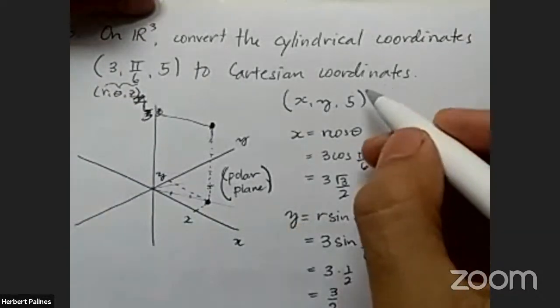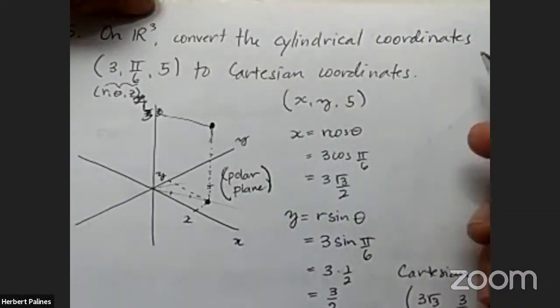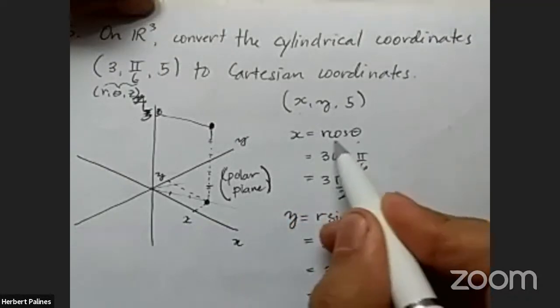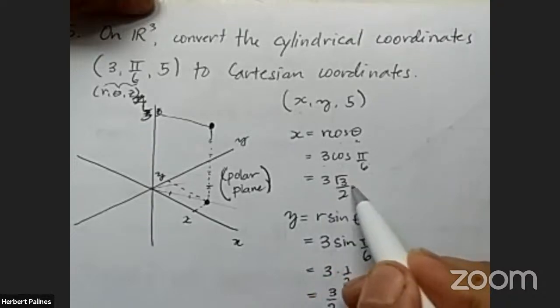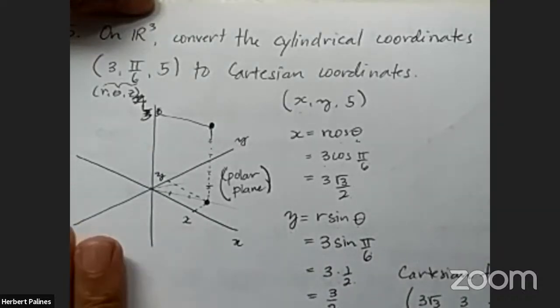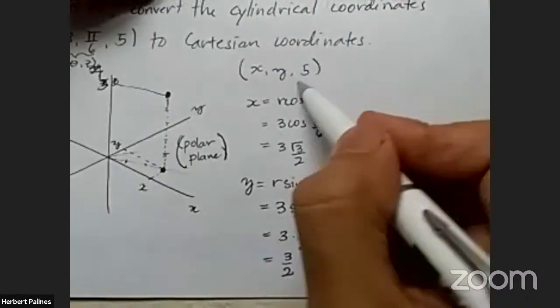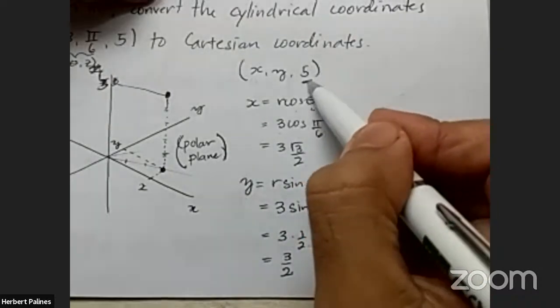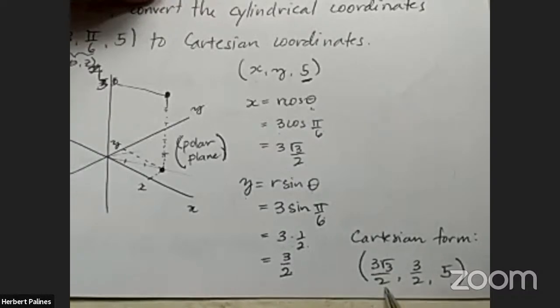So, as you see, this is basically a conversion of polar to Cartesian coordinates, for x and y. Using the conversion formula, x will be r cosine theta, or 3 cosine pi over 6, or 3 times square root of 3 over 2. And for y, you'll have r sine theta, or 3 sine pi over 6, so 3 times 1/2, or 3/2. Conveniently, you don't need to change the third coordinate because it is already a Cartesian coordinate: the z coordinate, 5. So the Cartesian form of that cylindrical point is x equals 3 square root of 3 over 2, y is 3/2, and z is 5.